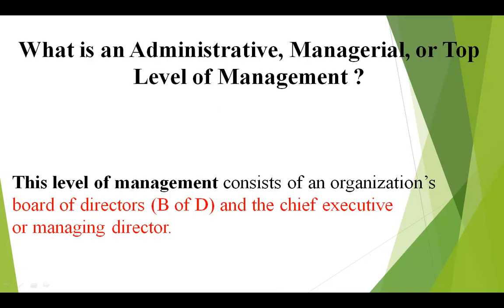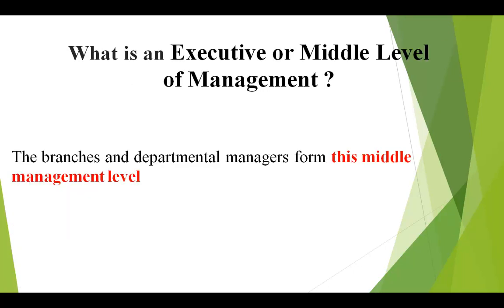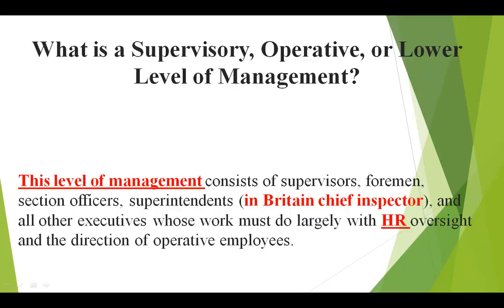First one, administrative or managerial or top level of management. This level of management consists of an organization's board of directors, BOD, and the chief executive or managing director. Second one, what is an executive or middle level of management? The branches and departmental managers form this middle management level.